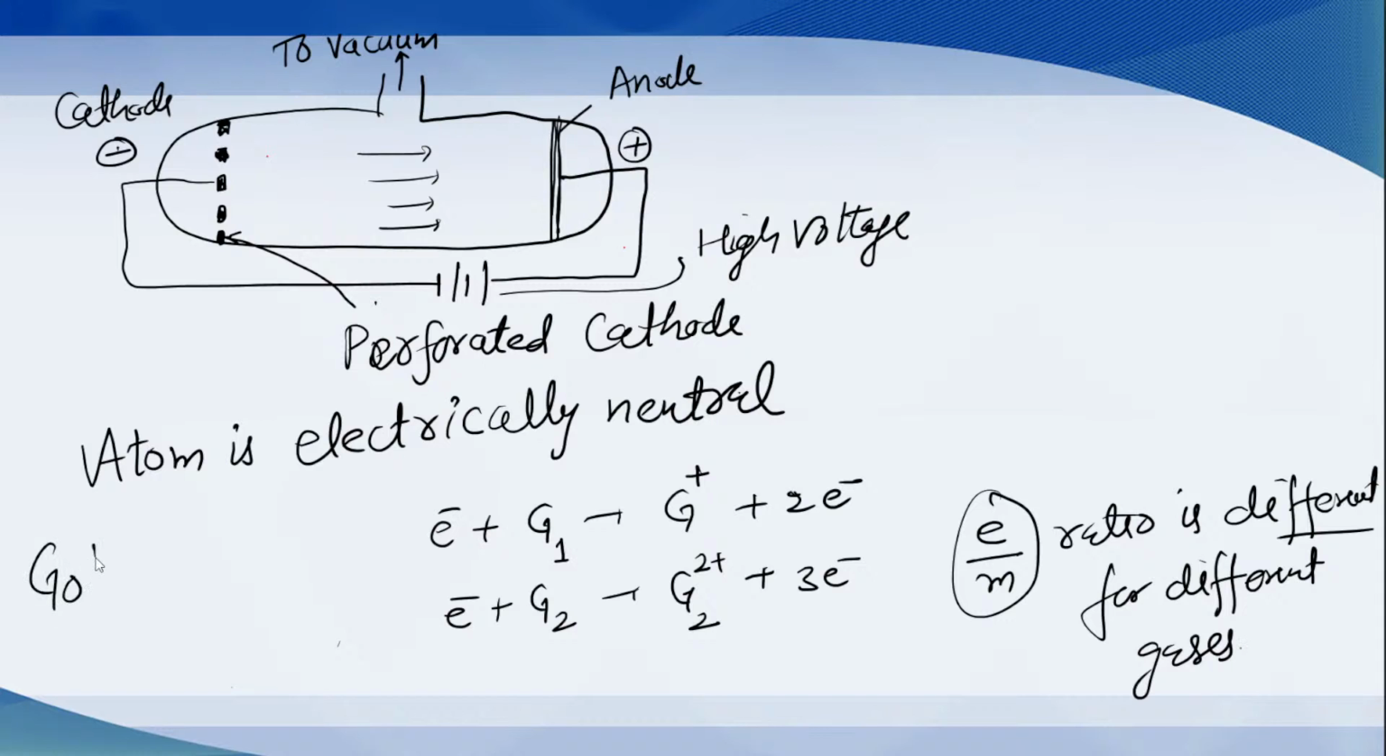Actually, Goldstein did this. Goldstein modified the discharge tube by using a perforated cathode. And on reducing the pressure, he observed a new type of luminous rays passing through the holes or perforations of the cathode and moving in a direction opposite to the cathode. So these rays are called anode rays, positive rays, or canal rays.